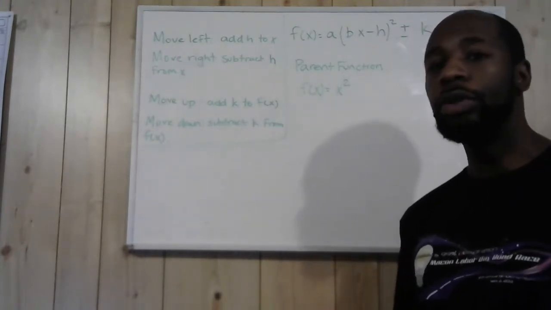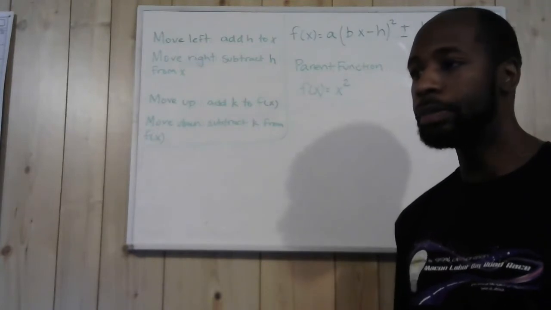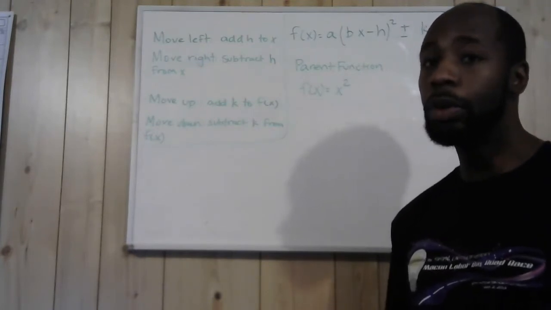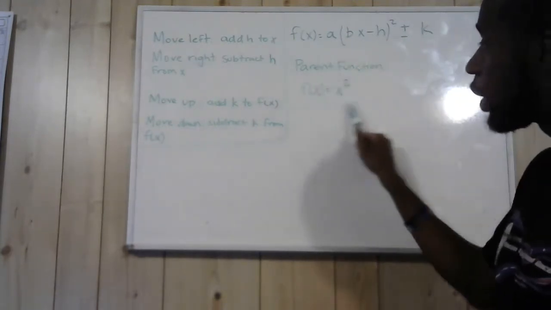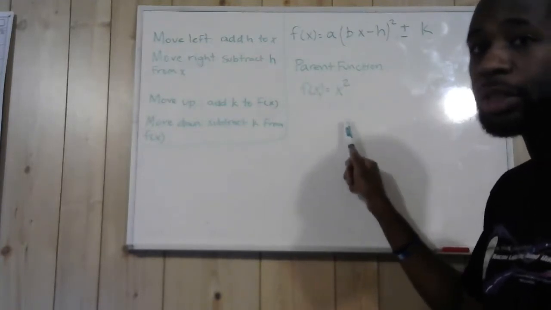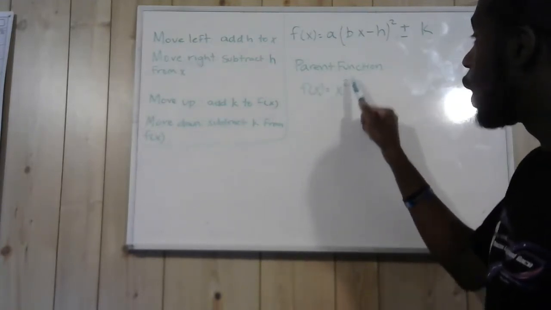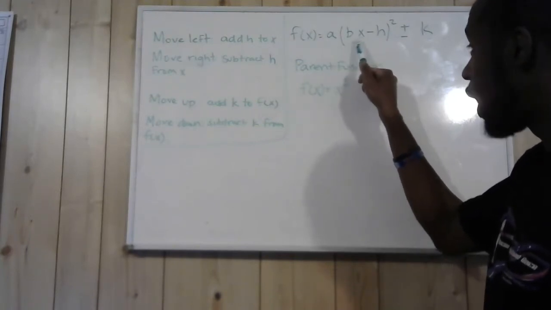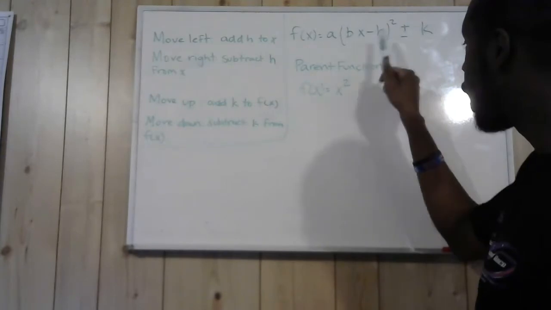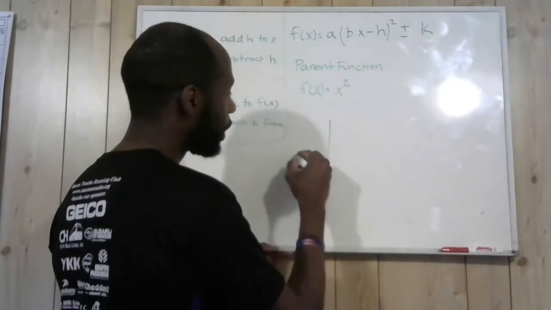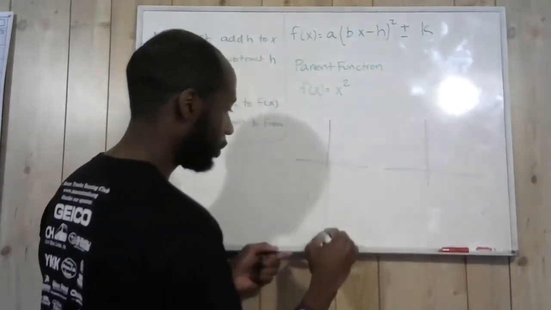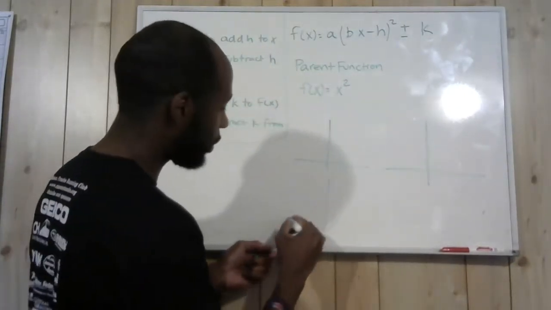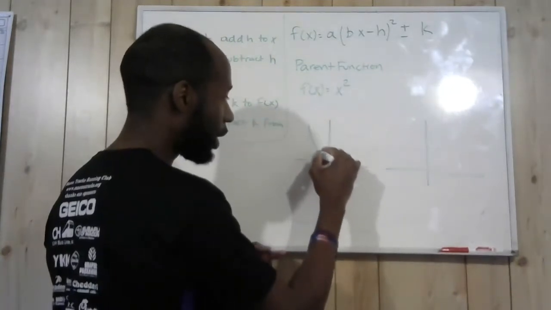Basically, what you can do is move the function around on the graph by doing certain things to it. So check this out. f of x equals x squared is our parent function. That's the function that we start with. If you do certain things to x, and if you do certain things to f of x, you can move that function around. So let's look at it graphically real quick. Make sure that glare is not in the way. Basically, f of x equals x squared looks something like this.